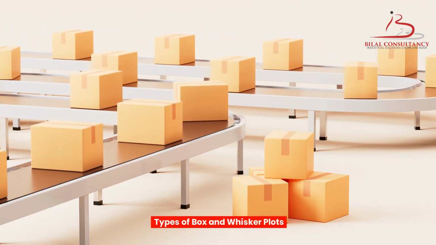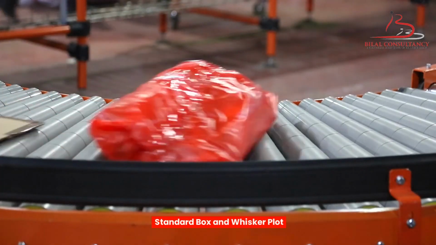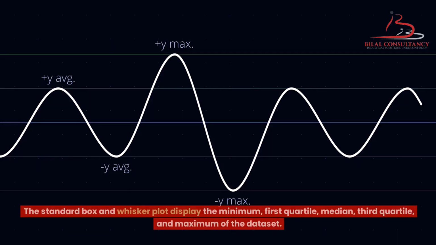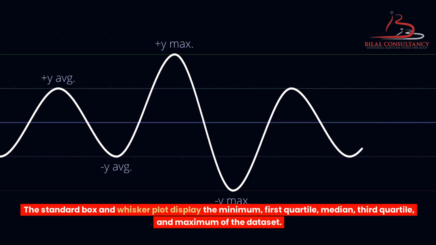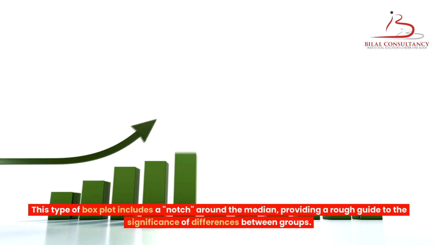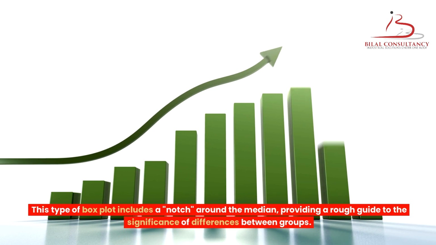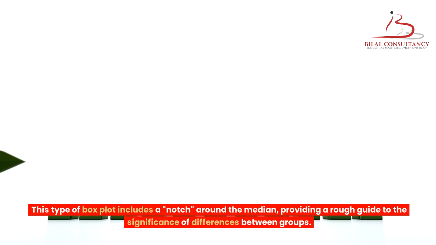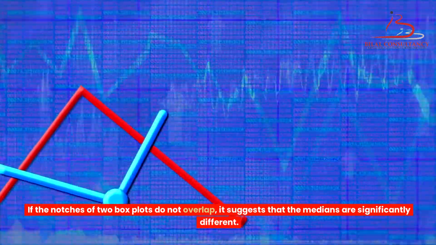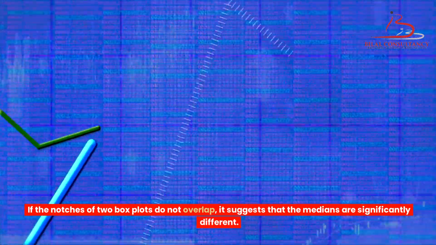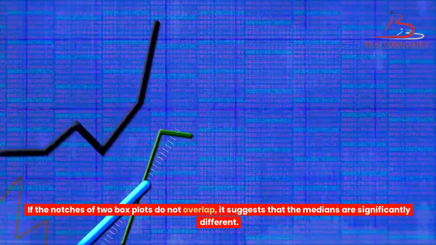Types of box and whisker plots. Standard box and whisker plot. The standard box and whisker plot display the minimum, first quartile, median, third quartile, and maximum of the dataset. Notched box plot. This type of box plot includes a notch around the median, providing a rough guide to the significance of differences between groups. If the notches of 2 box plots do not overlap, it suggests that the medians are significantly different.